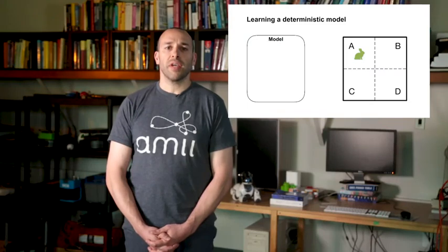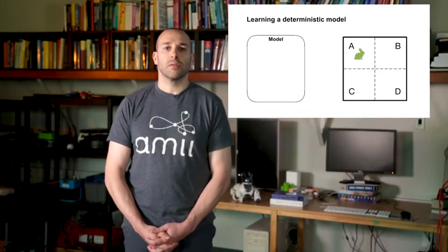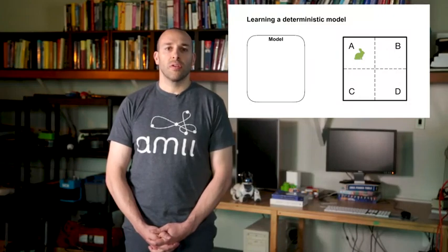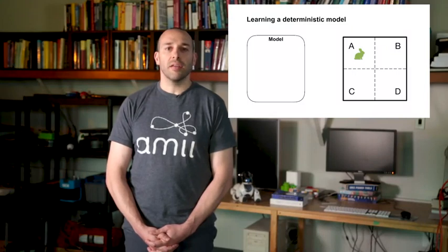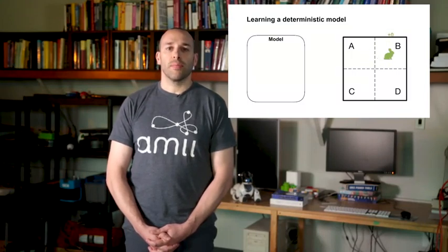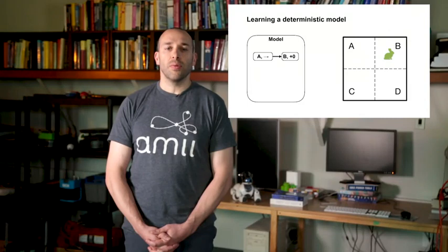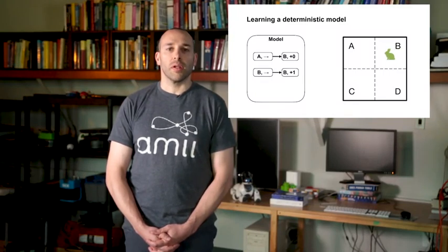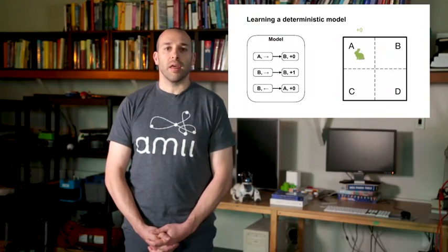Let's first discuss how the tabular DynaQ algorithm learns a model. Tabular DynaQ assumes deterministic transitions. For example, when this rabbit chooses to move right in state A, there is only one outcome. The rabbit transitions to state B with a reward of 0. Likewise, if the rabbit moves right in state B, it stays in state B with a reward of 1. The left action in B always takes the rabbit to state A with a reward of 0.